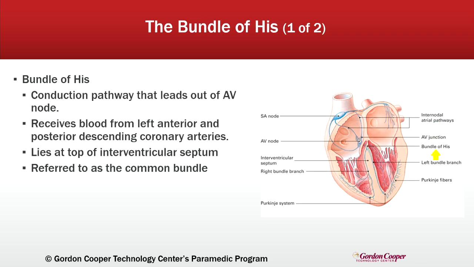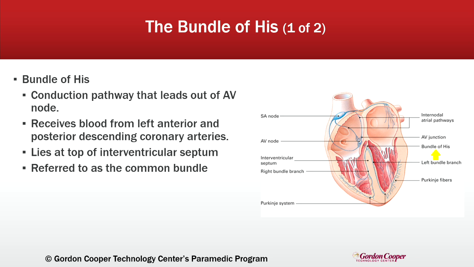All right, let's talk about the bundle of His now. That's a key part of the heart's electrical system. This is the conduction pathway that leads out of the AV node and towards the ventricles. Think of the bundle of His as the highway that carries the electrical signal from the AV node down to the left and right bundle branches. Without it, the signal couldn't reach the ventricles and we'd have problems with the heart's pumping action.